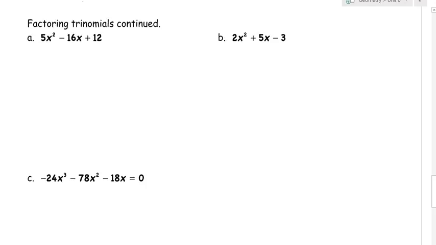So in A, we have 5x squared minus 16x plus 12. We multiply the first and last together because they don't have anything in common. So 5 times 12 is 60. 60 is 1 times 60, 2 times 30, 3 times 20, 4 times 15, 5 times 12, and 6 times 10. Negative 6 times negative 10 add together to be negative 16, our middle term.